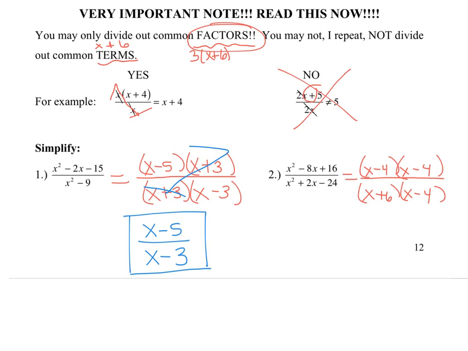So now we have a common factor. We have x minus 4 being divided by x minus 4. So those divide out to equal 1, and you're left with x minus 4 over x plus 6. And again, that's as far as we can go because we don't have any more common factors.